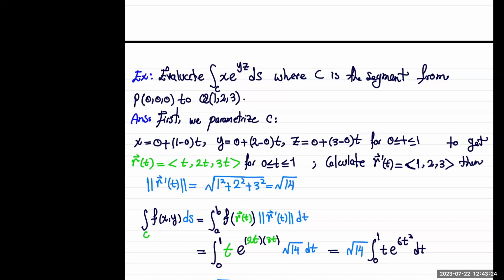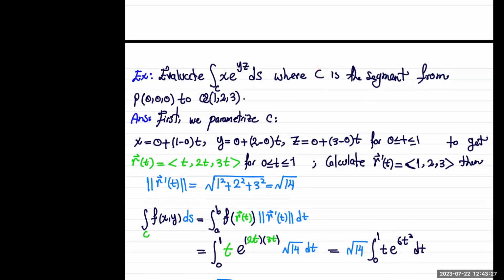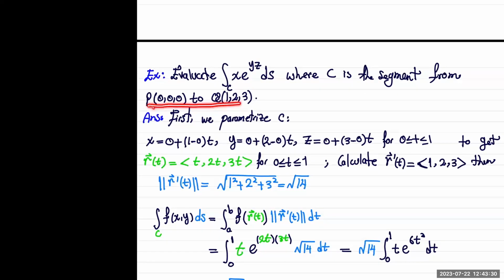They say that C is a line segment from (0, 0, 0) to (1, 2, 3). It is just a line segment, so you could truly call this a line integral from (0, 0, 0) to (1, 2, 3). Since they didn't give you the parametric equations of this line, your job is to come up with those parametric equations. This is exactly why we learn about parametrization of a line in chapter 12.